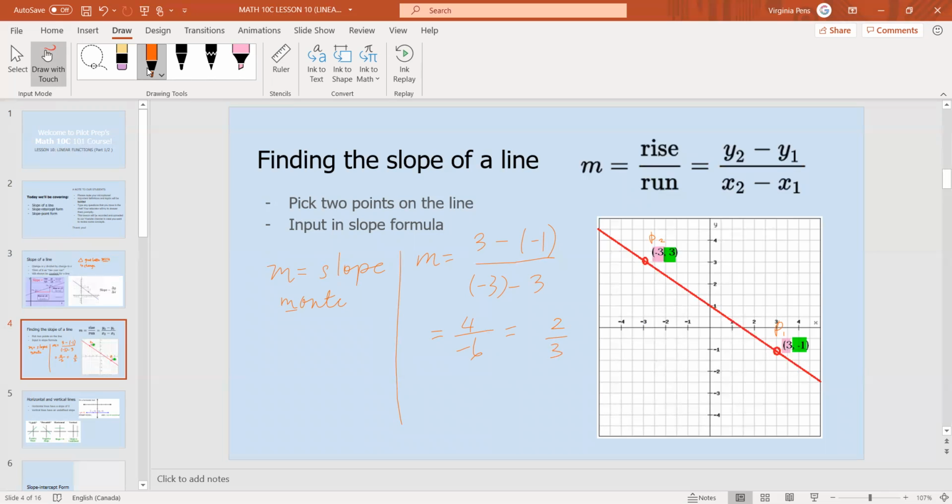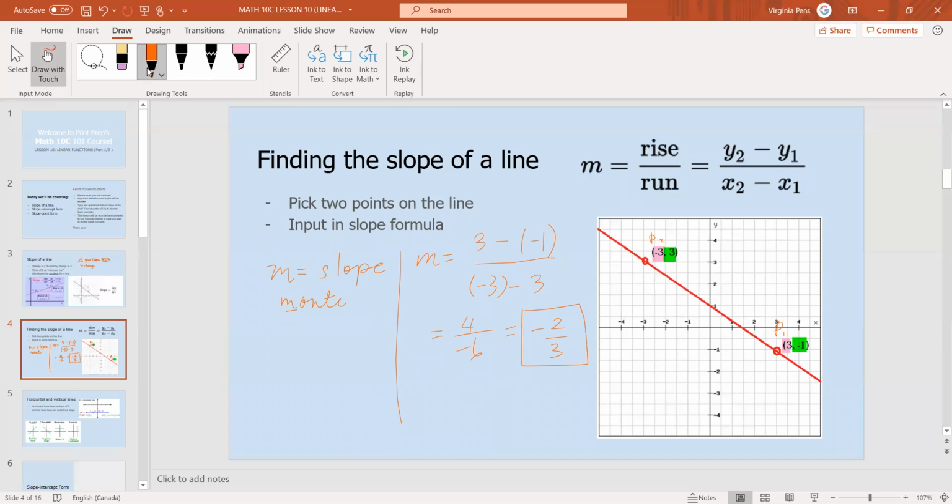Also, it's conventional to put the negative on the top, on the numerator, just for the ease of calculation. It's pretty much just conventional. You'll get used to it. But this is our final answer.